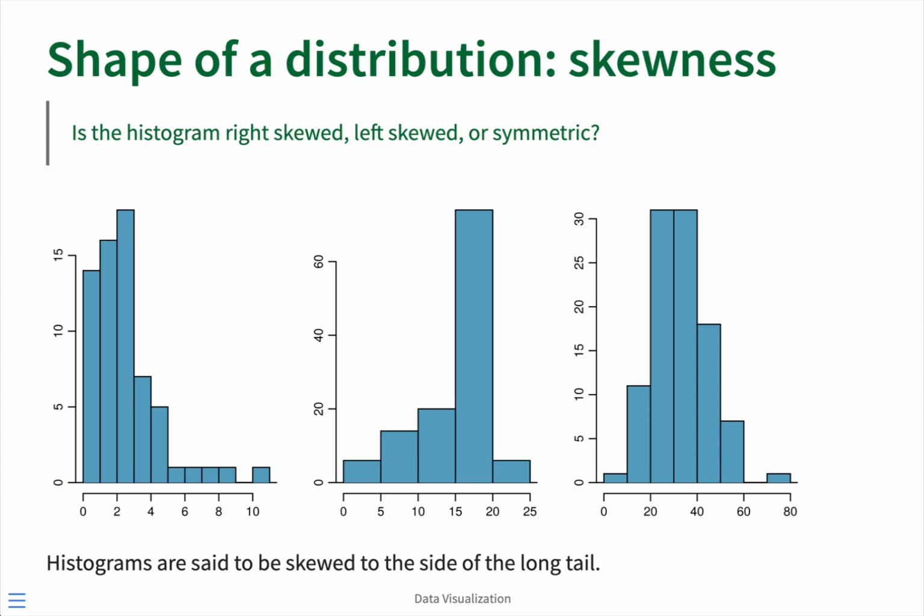Let's do the same thing now, but for skewness. What about the graph on the left? Is this right skewed, left skewed, or symmetric? Well, this right-hand graph, the long tail is on the right-hand side of the center or peak. So we would say this is right skewed. The opposite case applies here to this middle graph. The long tail is on the left-hand side, so this would be left skewed. This final graph is reasonably even on both sides, so this would be symmetric.